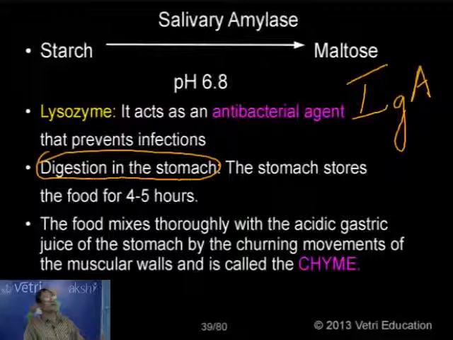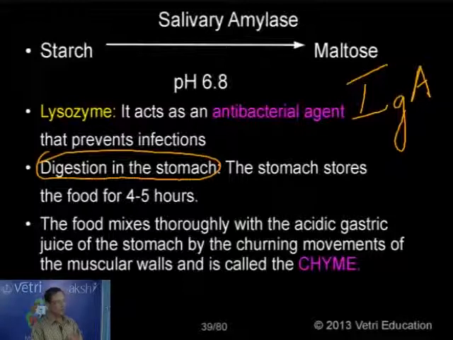Now what is happening in the stomach? There is a churning movement of the muscles of the stomach, and that is responsible for mixing the food thoroughly with the gastric juice, which is acidic in nature. Because of the churning movements of the muscles, the gastric juice is thoroughly mixed with the food. Now we get a porridge-like food after partial digestion in the stomach, and that is called the chyme.